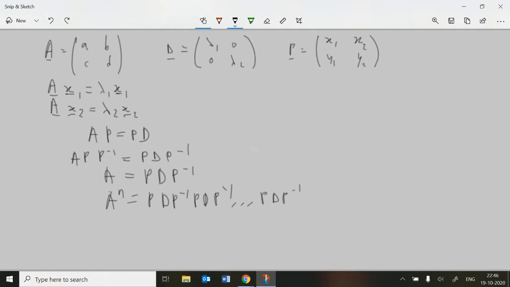Now you can see that in between, I'm always going to get P to the minus 1 P, P to the minus 1 P, P to the minus 1 P, and all of those are going to condense, so that we get P, D, D, D. So that's going to be D n times over, P to the minus 1, which gives us P, D to the n, P to the minus 1.